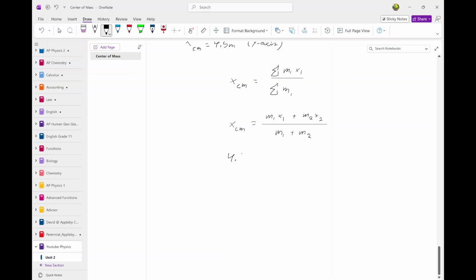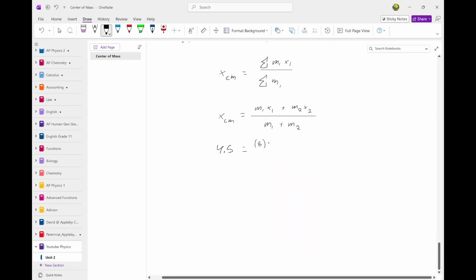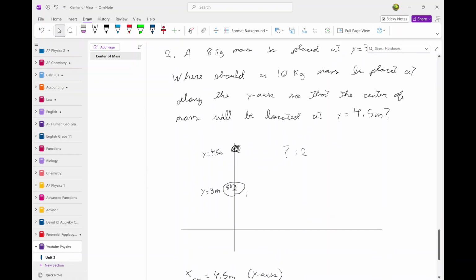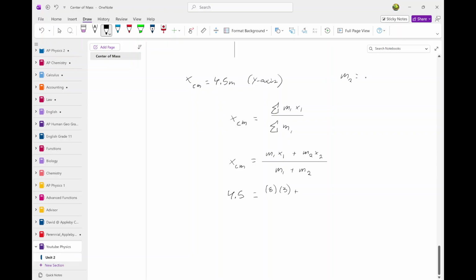So we have 4.5 meters, but we don't have to deal with that. 8 kilograms at 3 meters plus an unknown. Oh, sorry. M2 is actually known. M2 equals 10 kilograms. M1 equals 8 kilograms. I was starting to think I made it unsolvable because I saw 2 barrels. I was like, what? There's no way you can solve that. And then x1 equals 3 meters. So x2 is kind of what we're looking for here.